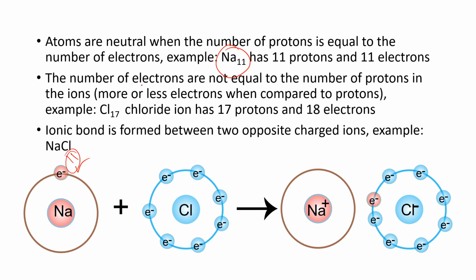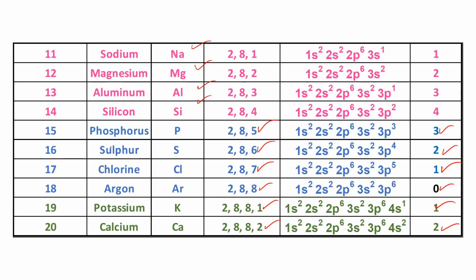Okay, in the previous slide, we have seen that metals always lose electrons. So here you can see the sodium. Sodium has how many electrons? 11 electrons. Okay, so it has to lose one electron. Why? Because when it loses one electron from the outermost shell, its valency is 1. So here you can see in this table, where is sodium? The topmost is the sodium, and its valency is 1.